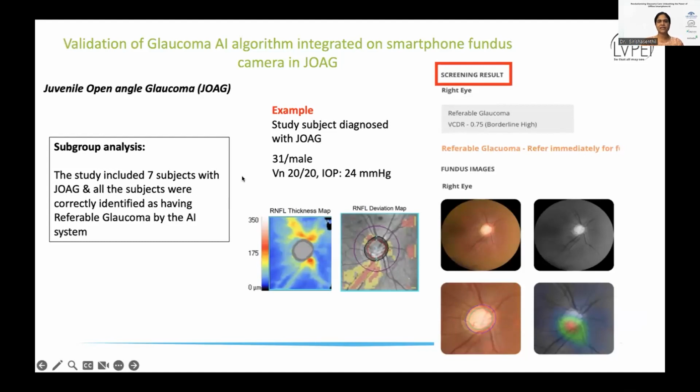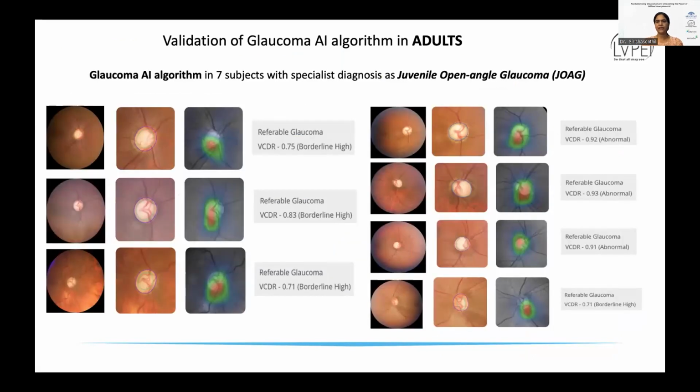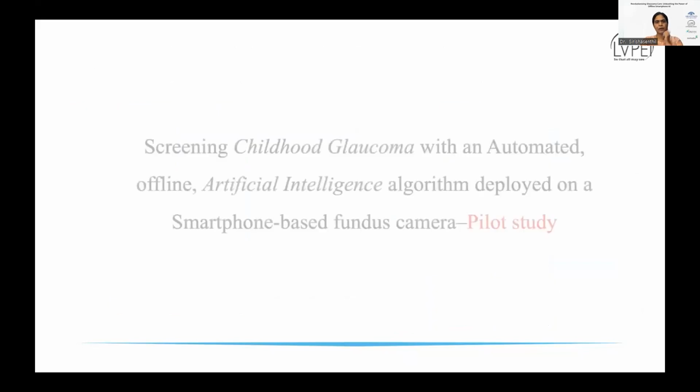This is one such example where the patient actually had elevated IOP also and had changes that were noted on the OCT as well. And of course, clinically, you can see the changes that are there. Enlarged cup to disc ratio, thinning of the inferior neuroretinal rim. And the AI was able to pick up correctly. And these were all the other 7 patients where the AI was able to pick up the changes that were noted in the optic disc and the retinal nerve fiber layer as referable glaucoma.